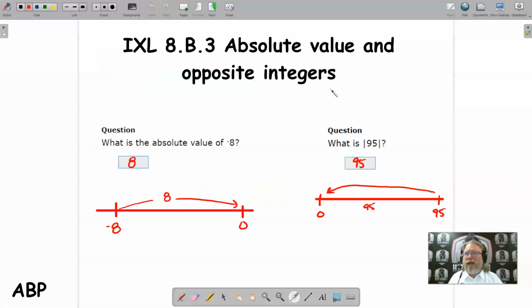So there you have it. Those are all my examples for IXL 8.B.3, absolute value and opposite integers. Good luck with your activity.